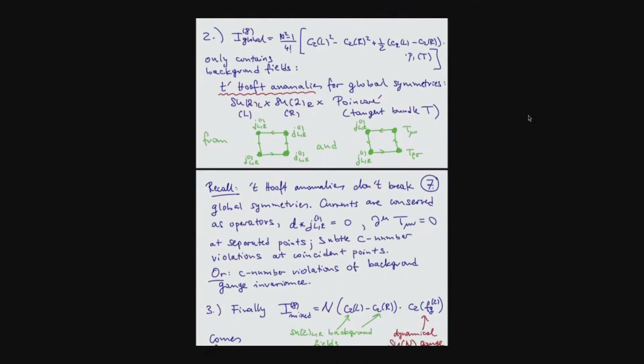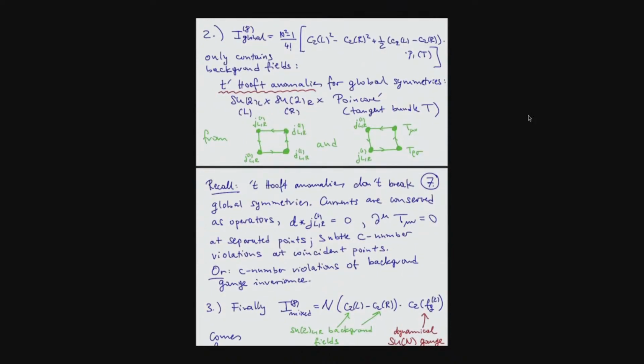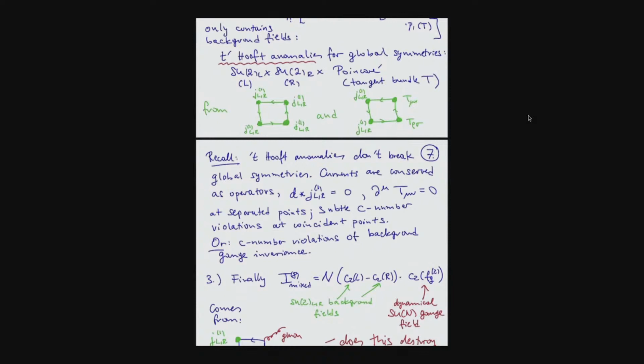And the only way the anomaly shows up is either as a very subtle kind of c-number contact term, if you really look at coincident points in flat space, or alternatively, you can actually activate the various background fields and see c-number violations of background gauge invariance. Okay, so these are very interesting objects, and we like them a lot for various reasons. For example, they satisfy 't Hooft anomaly matching, which is an important tool in strongly coupled RG flows, but they don't signal a breakdown of the symmetry in any way.